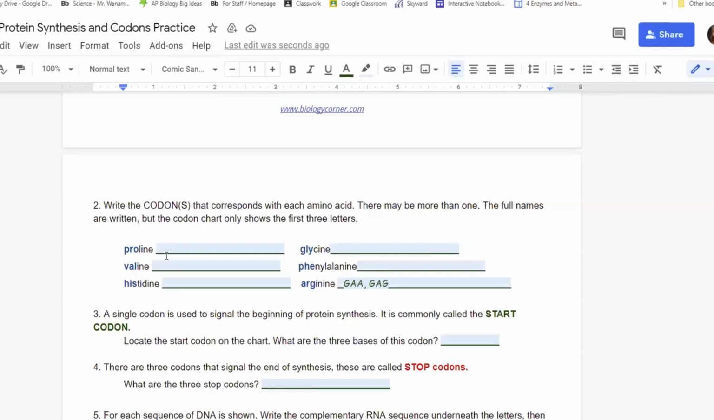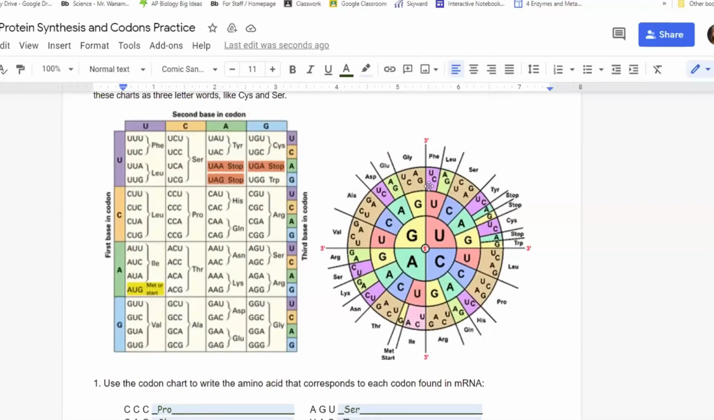So proline went to Jillian. Any luck with proline, Jillian? So is it AUG and AUC? There should only be 3 letters. So you had proline. Let's go back up here. Proline. Okay, so let's look here. For proline, you would get C, C, and any 4th letter.